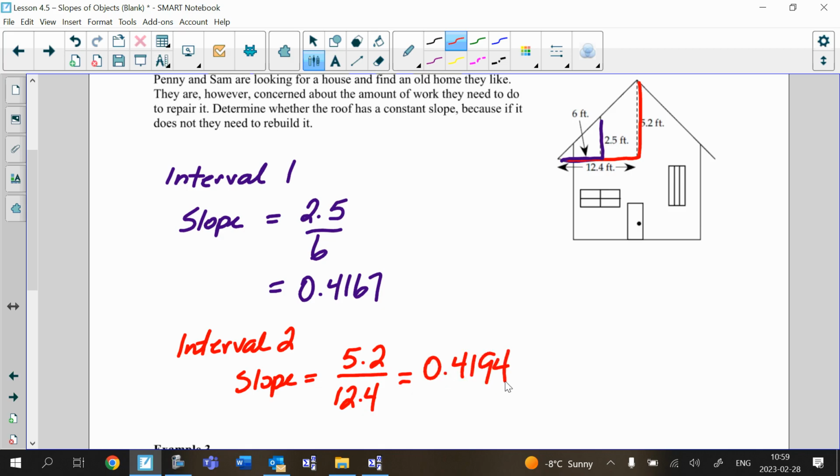Exactly the same? No, but pretty close. 0.417 and 0.419 if we went to 3 decimal places. That's pretty close, so I don't think they need to worry about it. Remember, it doesn't have to be exact. So we would call it a constant slope. They're okay. It doesn't have to be exactly equal.